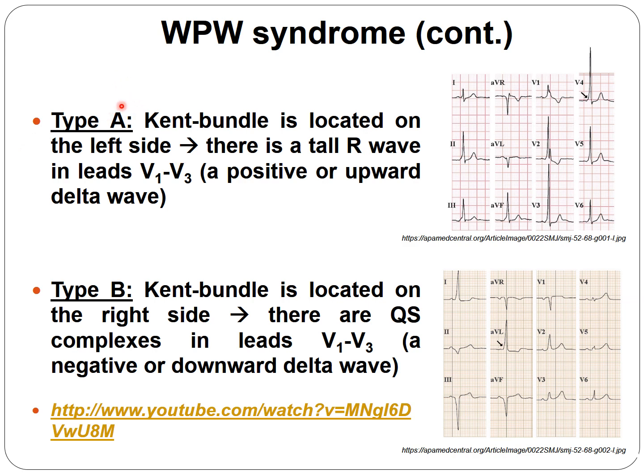Type A is when the Kent bundle is located on the left side, meaning the delta wave is going to go toward the right side. So in V1, we have an upward delta wave. The opposite, when the Kent bundle is located on the right side, there is a QS complex in V1, for example, representing a negative or downward delta wave.